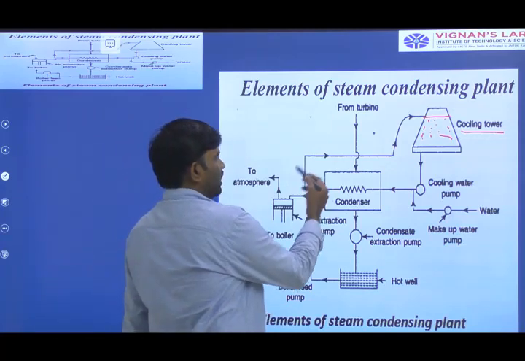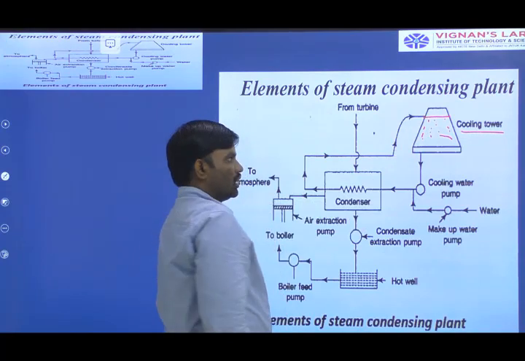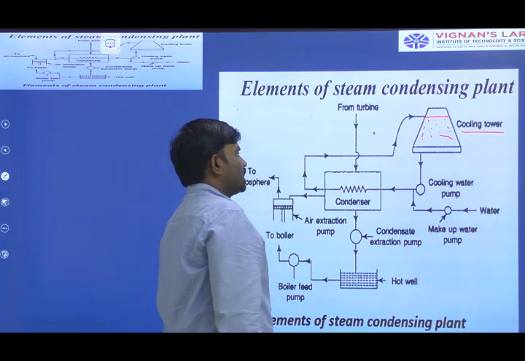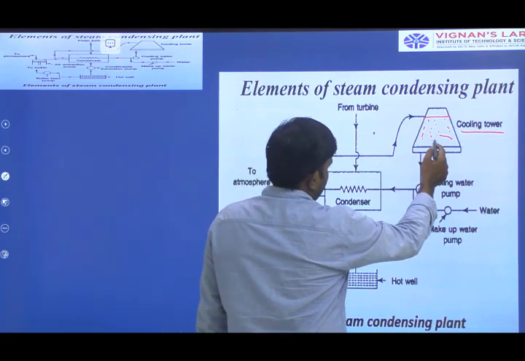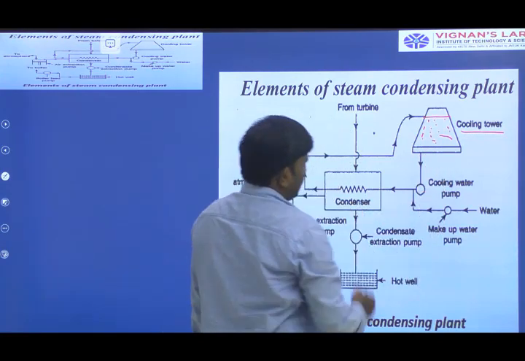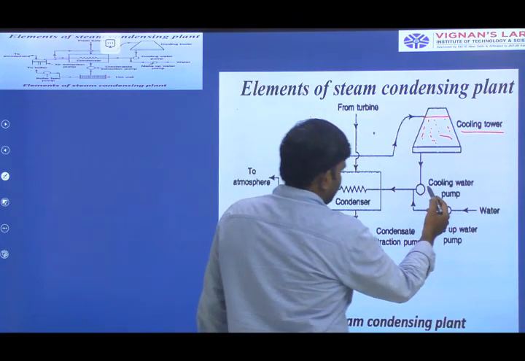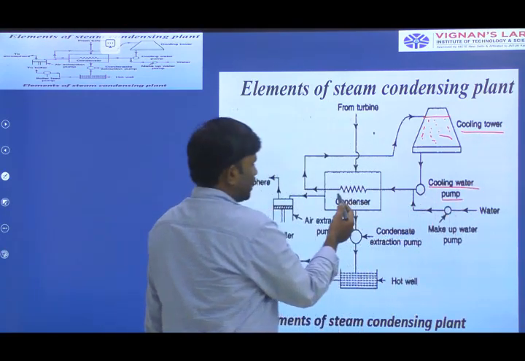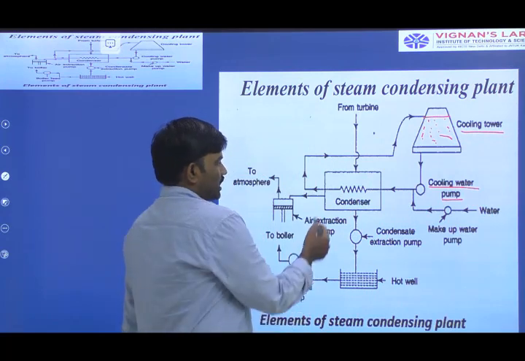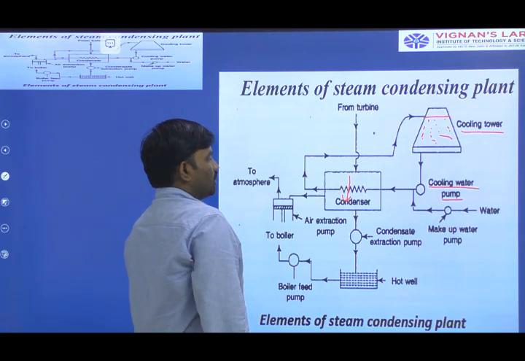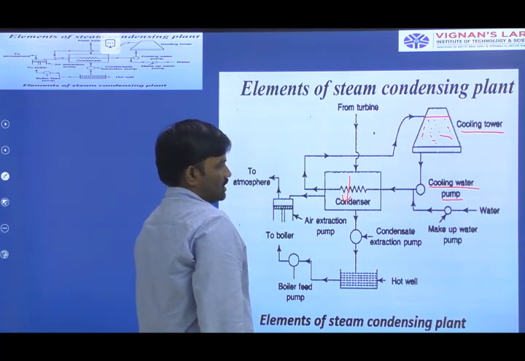The cooling medium enters the cooling tower and rejects its heat to the outside atmosphere. Then automatically, the cold water is sent back to the condenser section for the next cyclic operation. With the help of the cooling water pump, we send the cooling water to the condenser section. Inside the condenser, heat exchange takes place between the cooling medium and the exhaust stream.